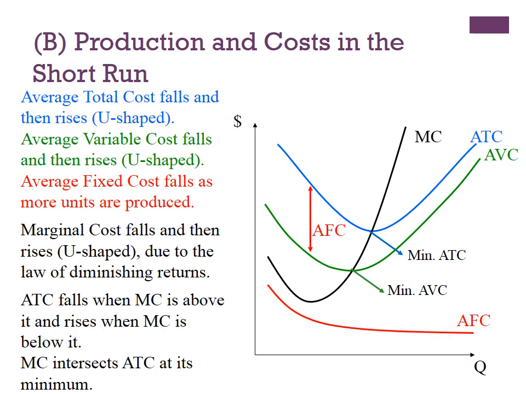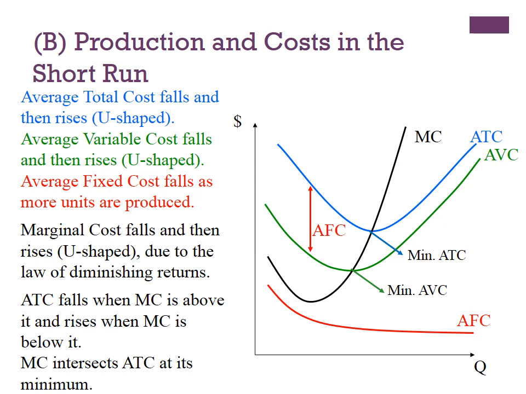Now in this slide, we turn to production and cost in the short term, comparing marginal cost with average cost. Here we can say that marginal cost is the maestro. Why is it the maestro? Because the change in average variable cost and average total cost would depend on the change in marginal cost. So as long as average variable cost is falling, marginal cost will be below it. And when average variable cost starts to rise, marginal cost will be above it. That's why both curves intersect at the minimum average variable cost.